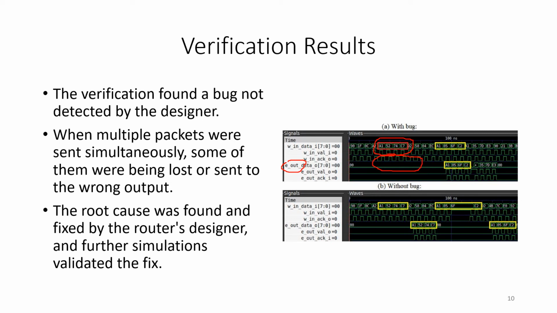And for this problem, the root cause was found and was fixed by the router's designer, and further simulations validated this fix. Here in the waveform below, we can see the same packet coming from the input W, and as well, the packet should go to the output E. And in this case, the packet goes to output E. Here we can see the packet coming from output E.